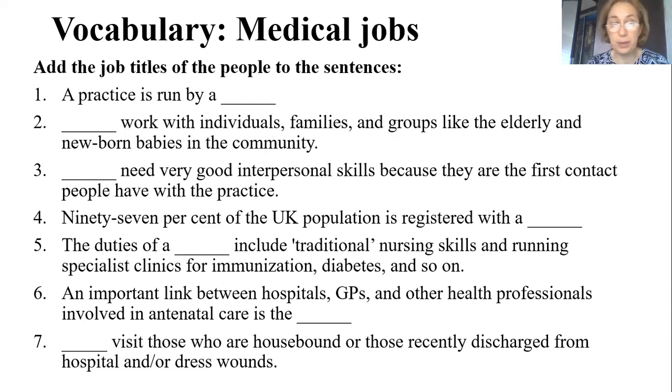Okay. Well, Mustafa Sabir, please. Sentence number 4. Hello, doctor. 97% of the UK population is registered with a... with a whom? So a health expert. Who is the expert in the health problems? So what kind of the main person in a hospital? Who is this? Doctor. No, it's a doctor, of course. So it's general practitioner, right? So Mustafa Ahmed.